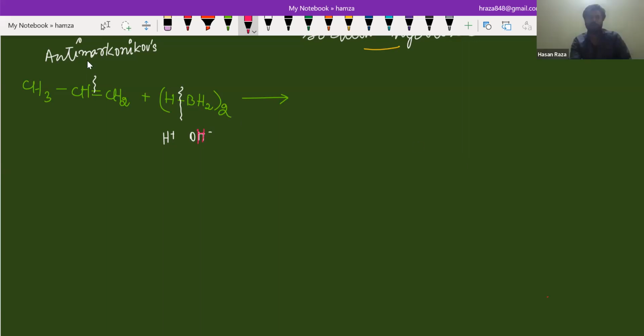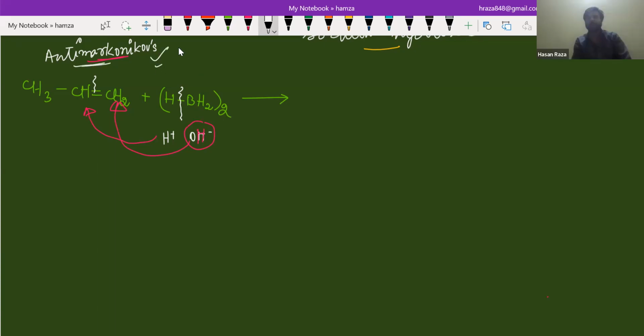What is this anti-Markovnikov? It is the opposite of Markovnikov. What does Markovnikov say? The negative part, the negative addendum, will go to that carbon which has the lesser number of hydrogen, and here the negative part of the addendum will go to that carbon which has the greater number of hydrogen. Opposite. Are you getting my point, Nafisa and everyone? Yes, sir.